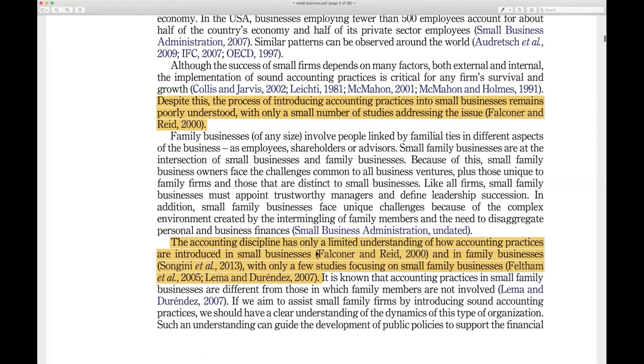The accounting discipline has only a limited understanding of how accounting practices are introduced into small business. Now there's no family yield. And the other one too at the top here, there's no family yield. So the gap is now just at small business level. And so listen very carefully. Accounting discipline. Now you look at the discipline. First of all, you came from a small business angle. The first paragraph you see, the gap is coming from the literature on small business. The paragraph here, the gap is coming from literature on accounting.